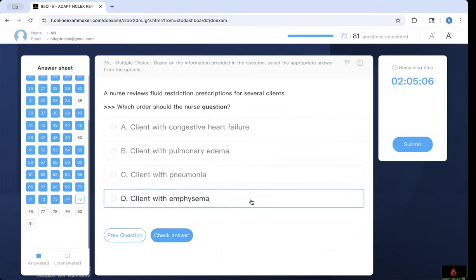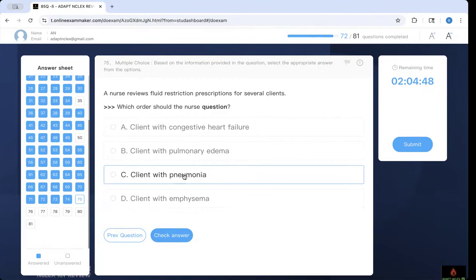Client with pulmonary edema, is it okay to restrict fluid? Client with pneumonia, is it okay to restrict fluid? Client with emphysema, is it okay to restrict fluid? Who? When you restrict fluid, is bad. Put down in the comments your answer.